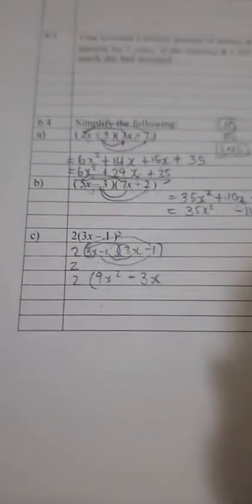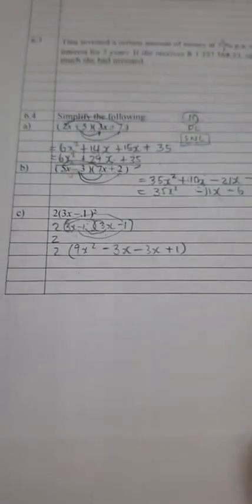3x times 3x is 9x squared. What's 3x times negative 1? That gives us negative 3x. Then what's negative 1 times 3x? That gives us another negative 3x. And then last but not least, what's negative 1 times negative 1? That gives us positive 1. We are going somewhere.